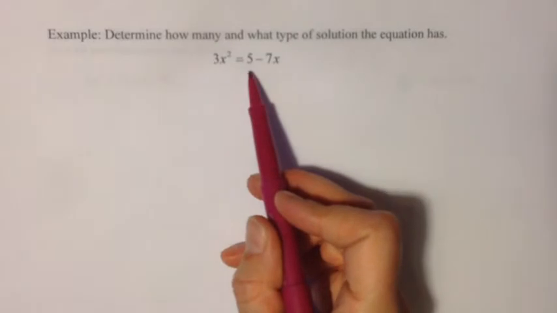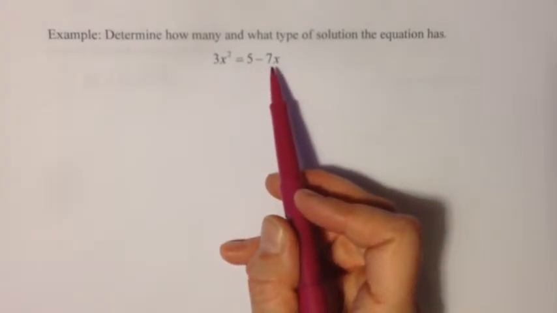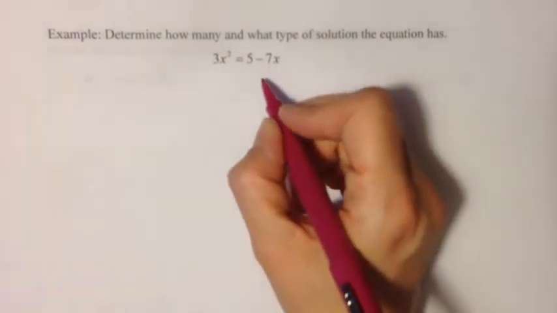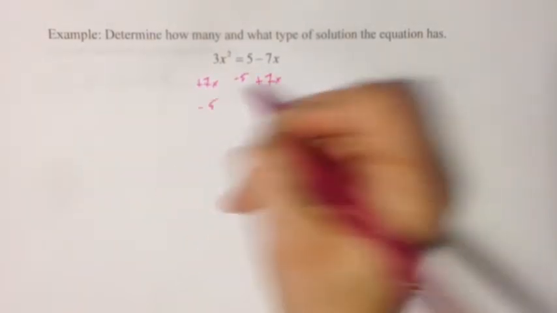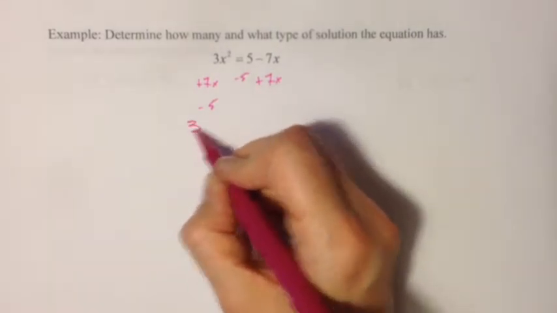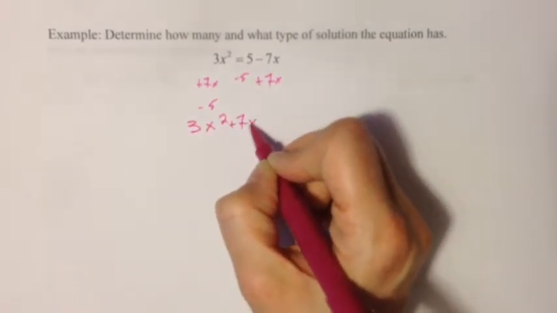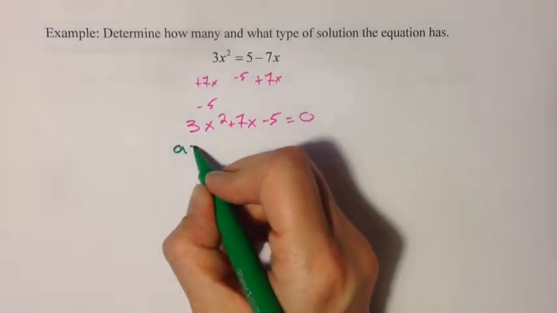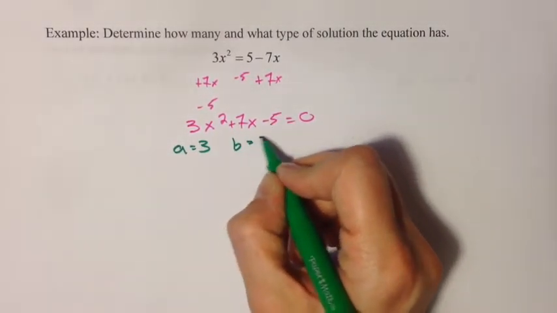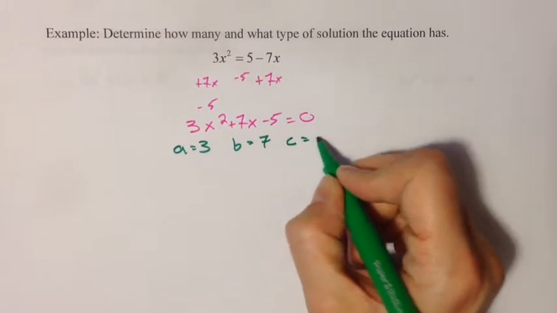Let's do an example of using the discriminant to figure out how many solutions and what type of solutions this particular equation will have. I have 3x squared equals 5 minus 7x. Now again, first things first, I need to get this into standard form. So I'm going to add the 7x to both sides, and I'm also going to subtract 5 from both sides, which ultimately gives me 3x squared plus 7x minus 5 equals 0. Now I'm ready to compute the discriminant. Notice that a is 3, b is 7, and c is -5.